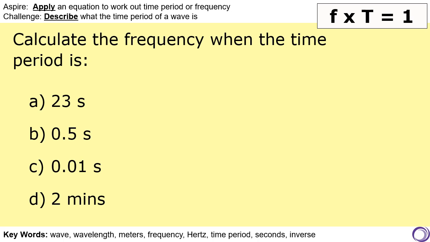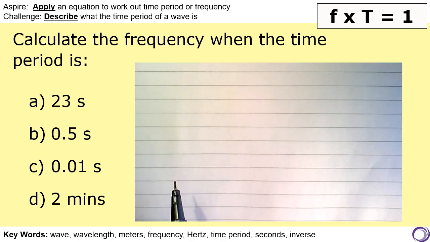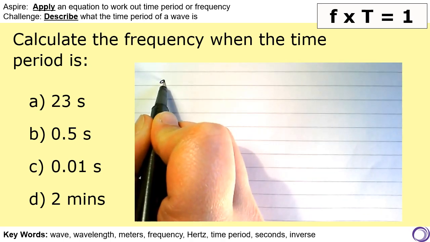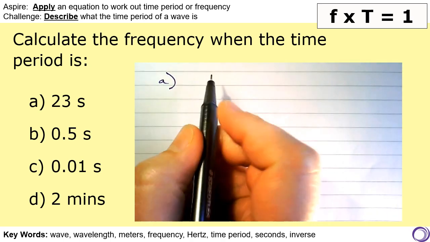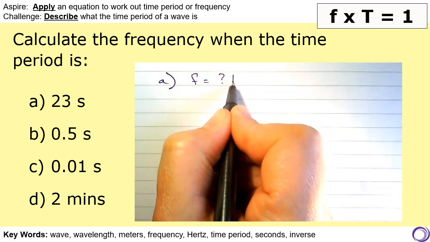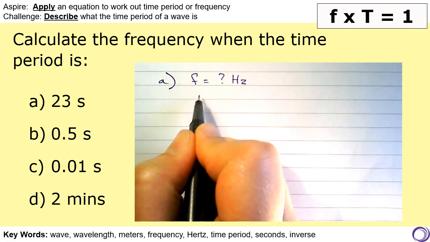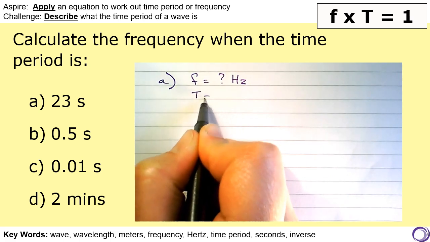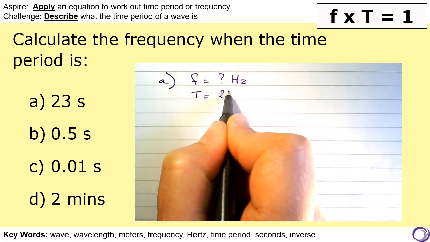Okay, how do you think you did with these questions? Grab a different coloured pen again and let's correct these together. So for question A, I'm trying to find frequency. So that is my unknown. And the unit for frequency is hertz. The time period in this question is 23 seconds.